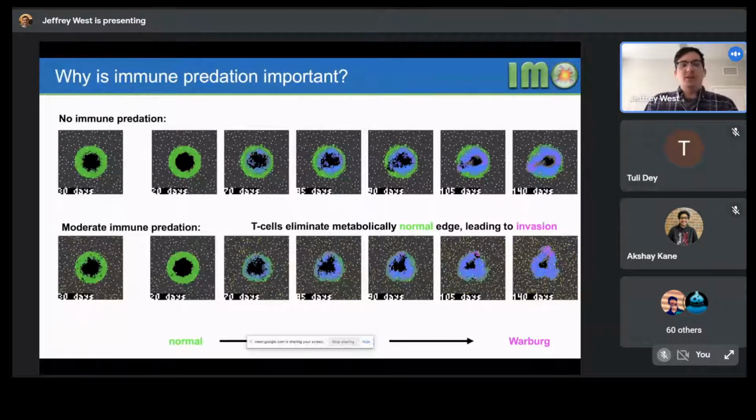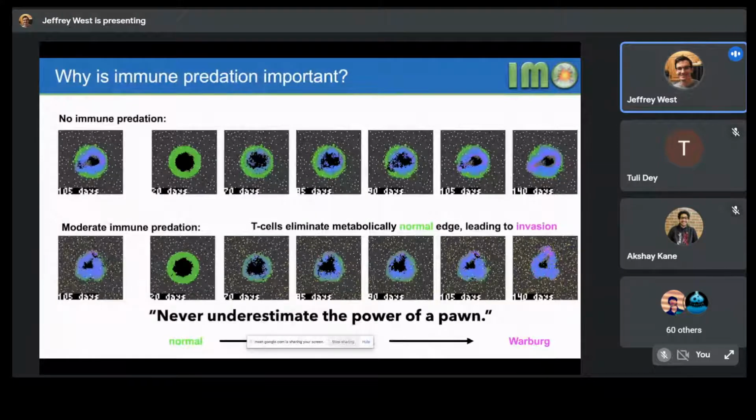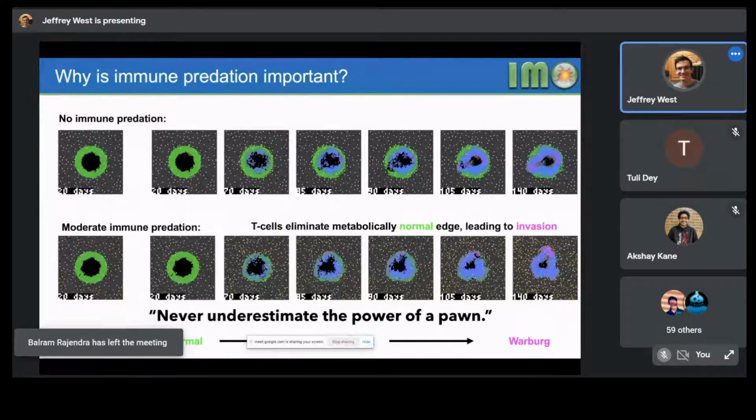Well, that enables the aggressive cells in the center of the tumor to invade into that surrounding tissue even more easily. So that's really interesting because it reminds me of that pawn gambit that we saw in the beginning. So never underestimate the power of a pawn, because we may sacrifice that pawn. The tumor may sacrifice those green cells in order to gain a positional advantage where this pink phenotype emerges more easily.